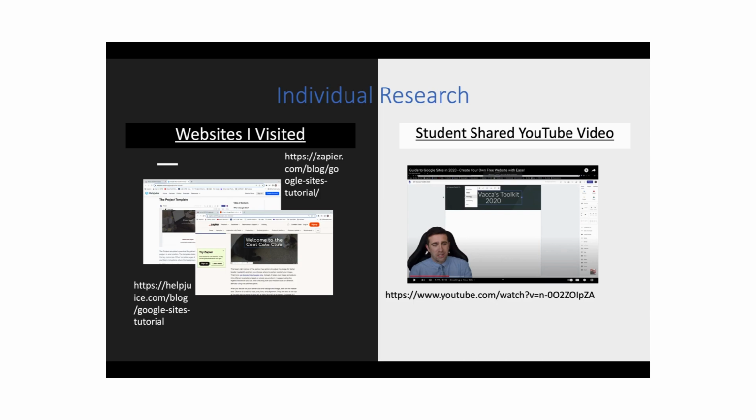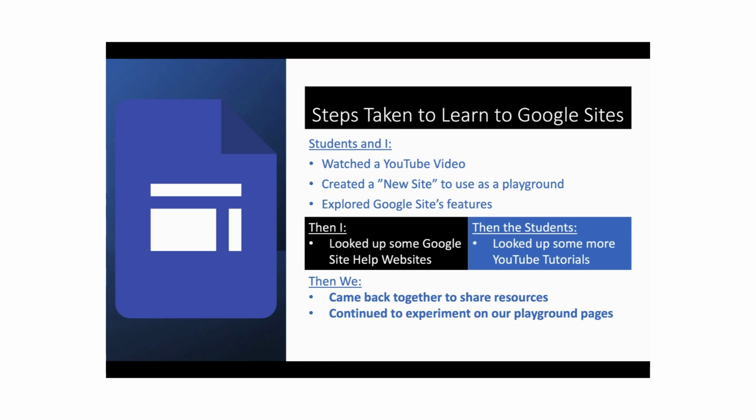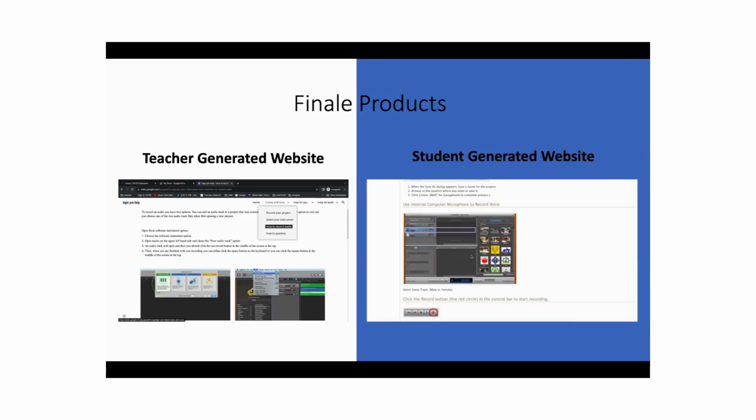I looked up several web pages that had a lot of useful information about some more advanced features of Google Sites. My students continued to search YouTube for more video tutorials. Then we all came back together to discuss in groups what we had learned and to show off some of the things that we were able to create on our experimental web pages. By the end of class that day, we weren't experts, but most had a pretty good handle on a lot of the basic features of Google Sites. Here are some examples of our final products we completed over the next few weeks.